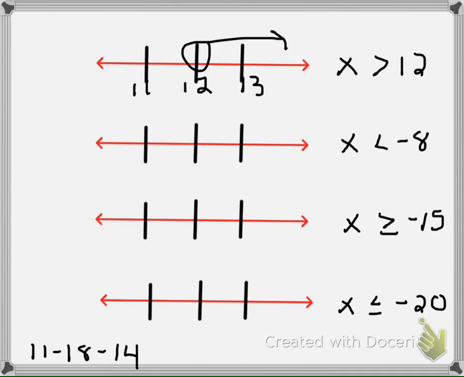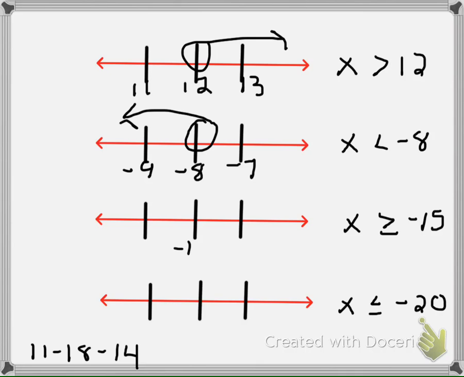This time I'm going to put the numbers on there first. So this is -8, this is -9, and this is -7. Now this says x is less than -8. Well, where are the numbers that are less than -8? To the left. This says x is greater than or equal to -15.